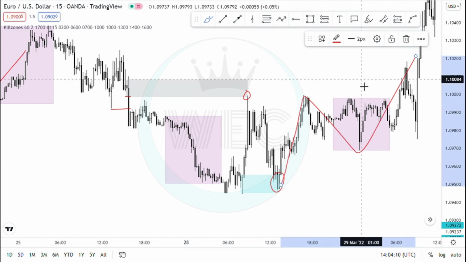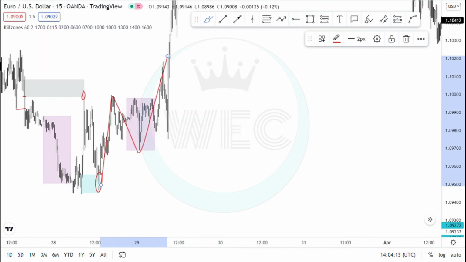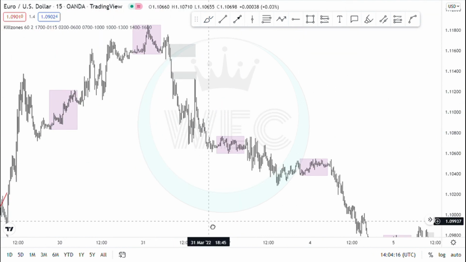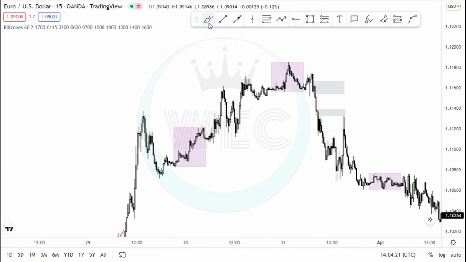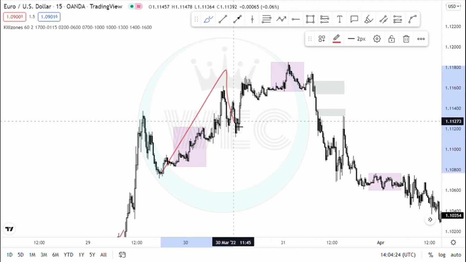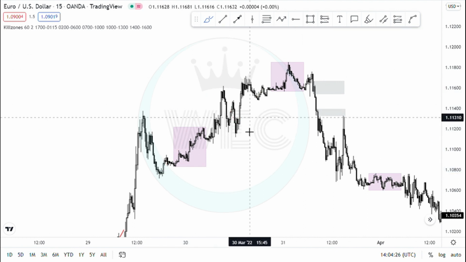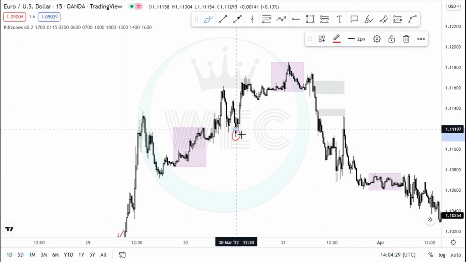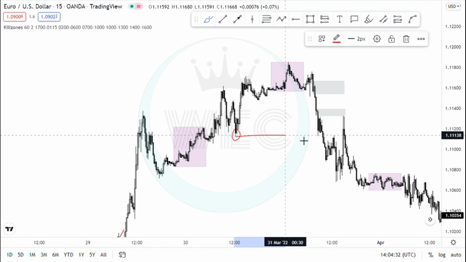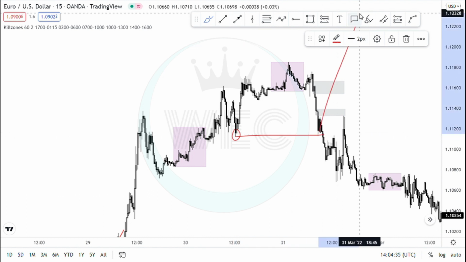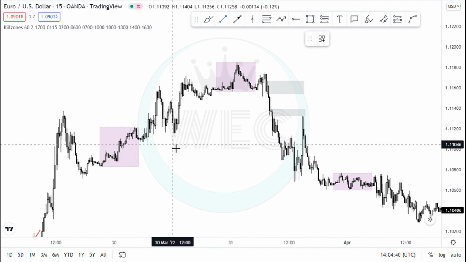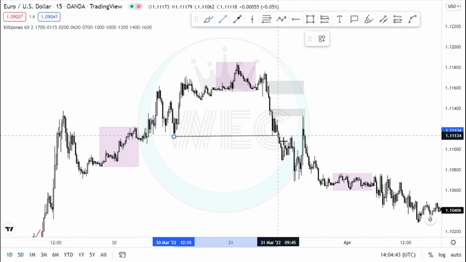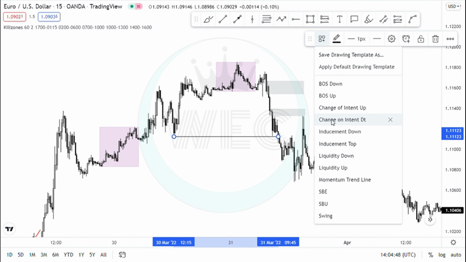Okay, so let me see if I'll get any other examples real quick. So in here we can see that price was making higher highs and higher lows on the 15-minute. Okay, so this was the last demand point that price was supposed to respect, and then we continue with the bulls, but it failed. So we had that change of intent right here. Price has switched from a bullish one to a bearish one, so we had a change of intent to the downside right here.